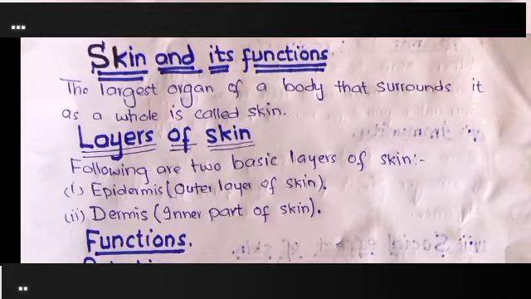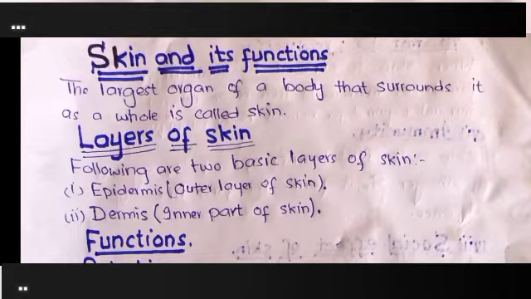First of all, I start from skin. Skin is the largest organ of the body that covers our body. Here you have to learn one point: what is the largest organ of the body? The largest organ of the human body is skin. This is an important point, and always keep it in your mind.